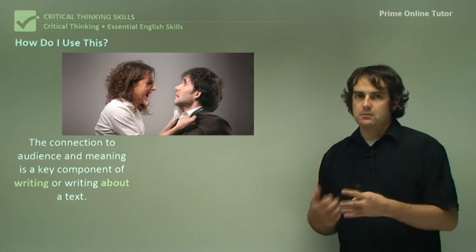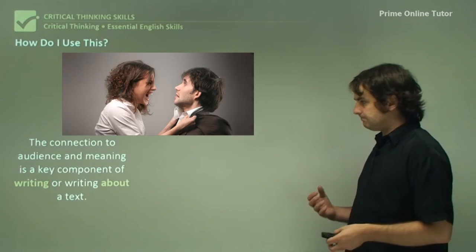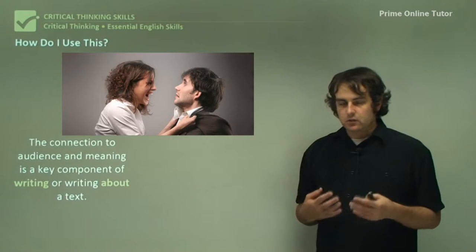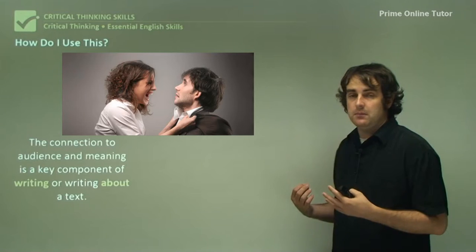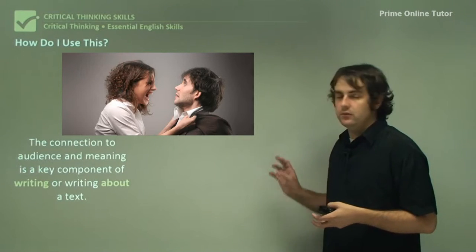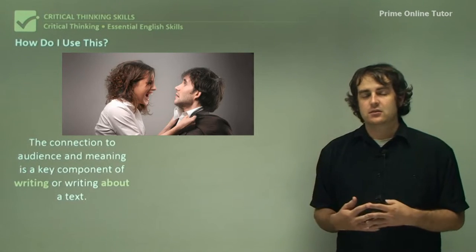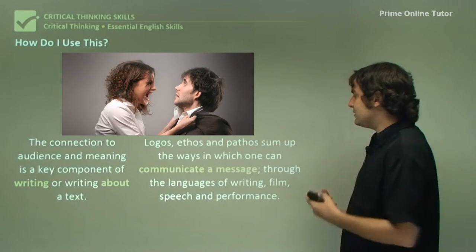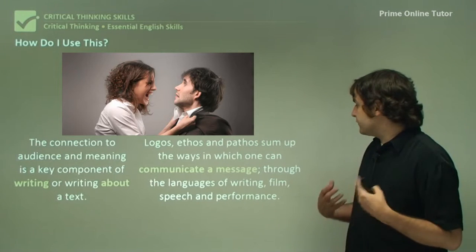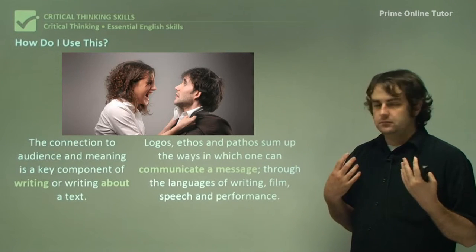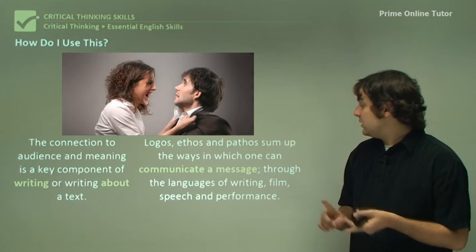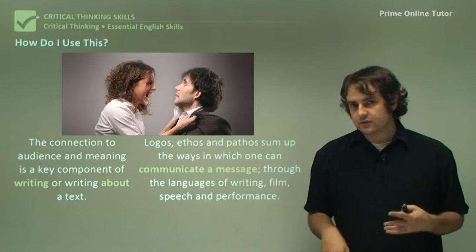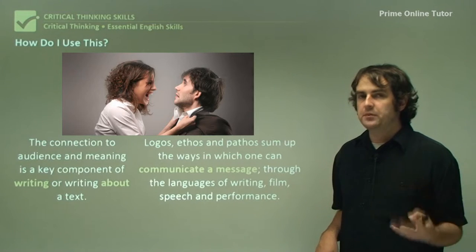Of course, they may overlap, and a text may be doing a couple of things, or it may even be doing all three of them. But it's one of those ways you can really look at developing an insight into how a text communicates and ultimately who it's speaking to and how it's speaking to them. They sum up the ways in which one can communicate, through languages: writing, film, speech and performance. Okay, so through those different languages, through the use of different techniques, that is the purpose of them and the way that they communicate with their audience.